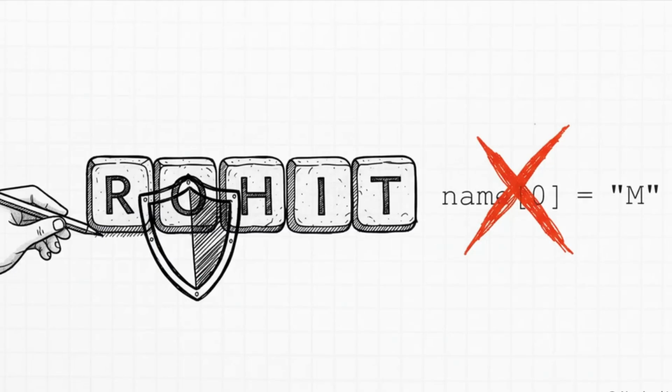Okay, this is probably the single most important thing to understand about strings in Python. They are immutable. Now, that's a fancy word, but all it means is that once you create a string, you cannot change it. For example, if we have a variable name that's storing Rohit, you can't just go in and try to change the first letter to an M. Python will just flat out refuse to do it. And this is actually a really good safety feature in bigger programs.